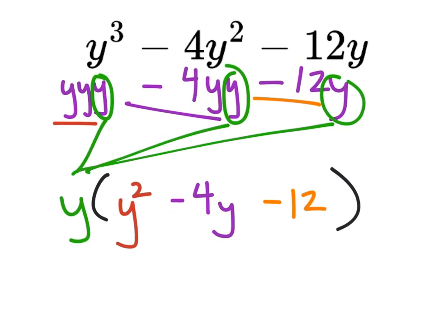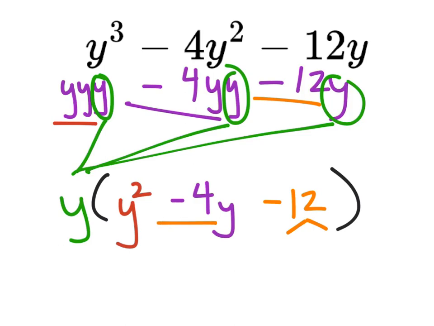Now that we have pulled out the greatest common factor, that green y, the next thing I would do is see if we can factor the trinomial here into two separate binomials. Which means I'm going to look at that negative 12 here and see if I can find any factor pairs that add up to negative 4.